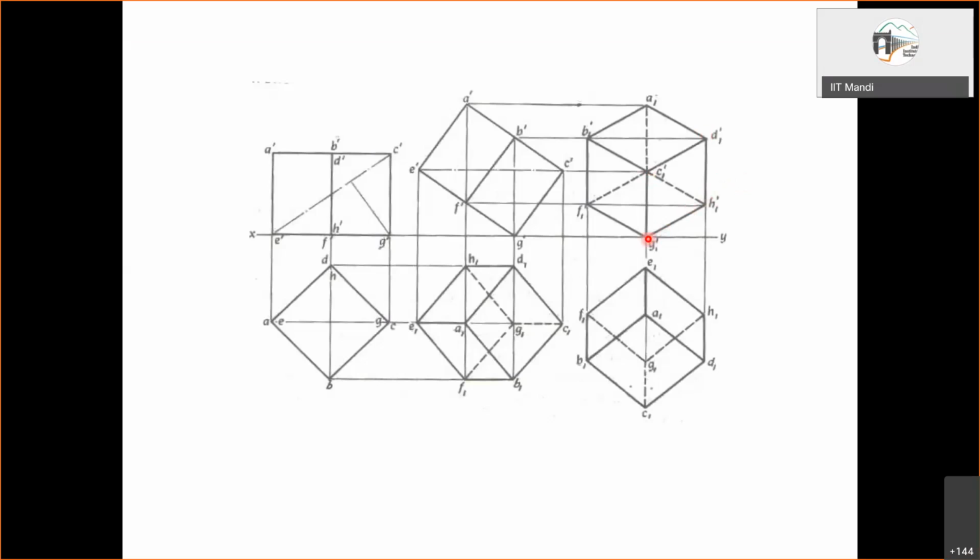A dash is of course there on each letter, but I am not reciting it. So C, D, H, G is representing one face. Then C, B, F, G again is representing one face. Then C, D, A, B is also representing one face. So these three faces are visible.